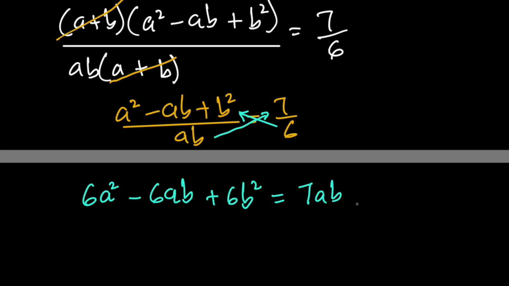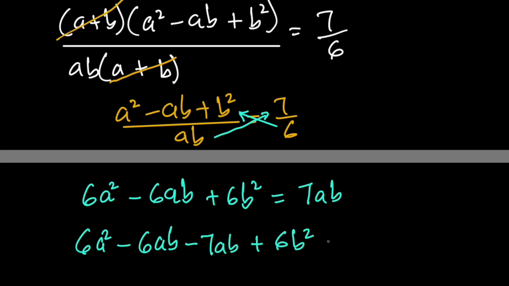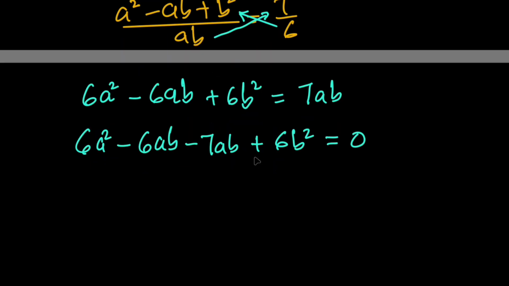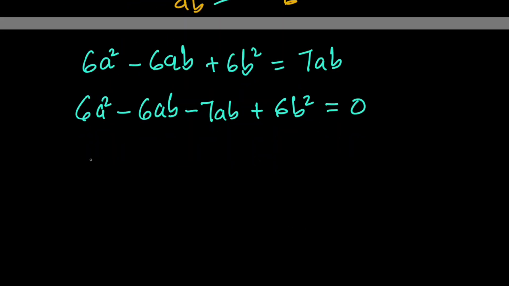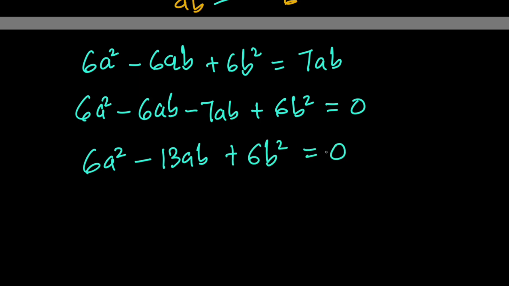So what I would like to do is that I will equate everything to 0, so that it will look like this: 6a squared minus 6ab. Now if we subtract 7ab from both sides, we're going to be getting negative 7ab right here, then plus 6b squared, and this is equal to 0. All right, then we simplify this further because we can do that. Now we have 6a squared minus, now the whole of this will give us negative 13ab. So negative 13ab then plus 6b squared is equal to 0. And this is where the game is really getting interesting.